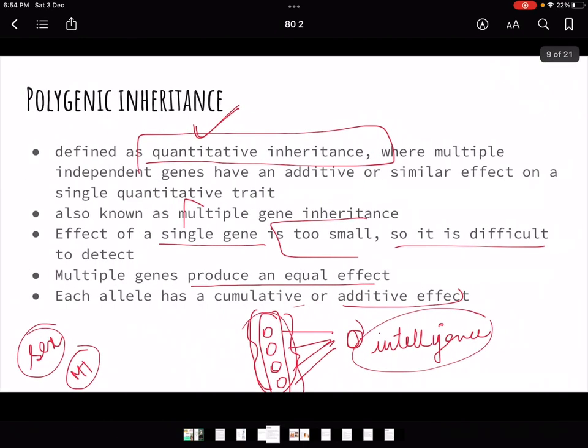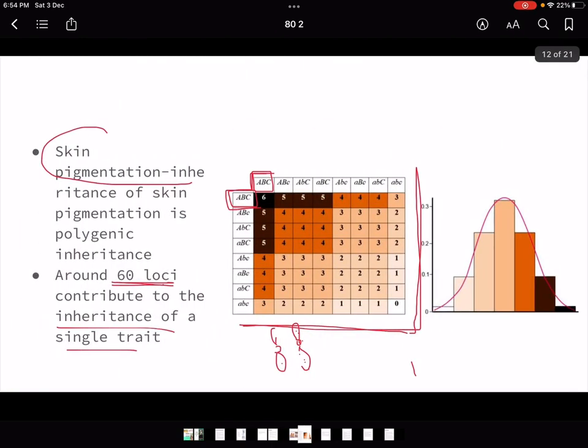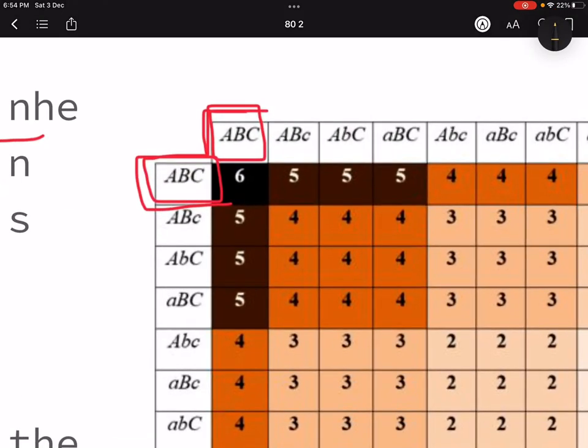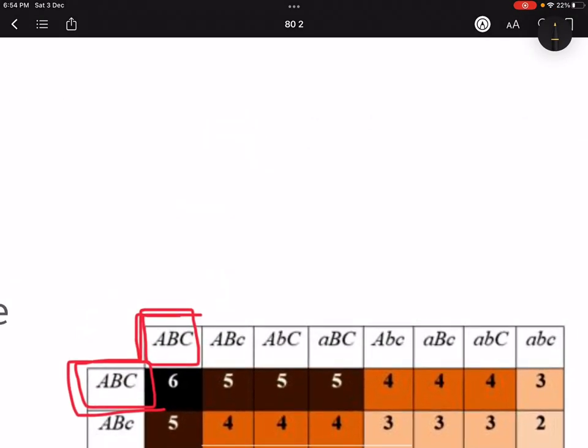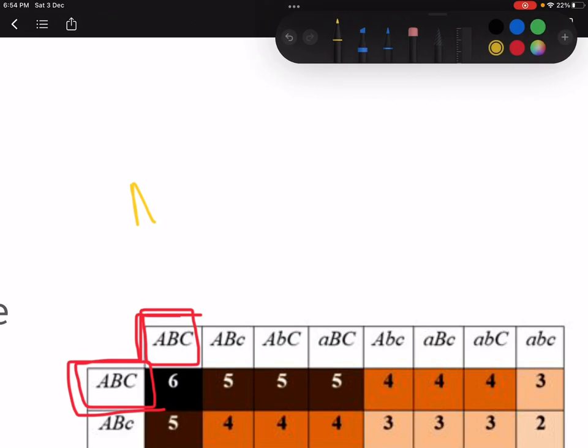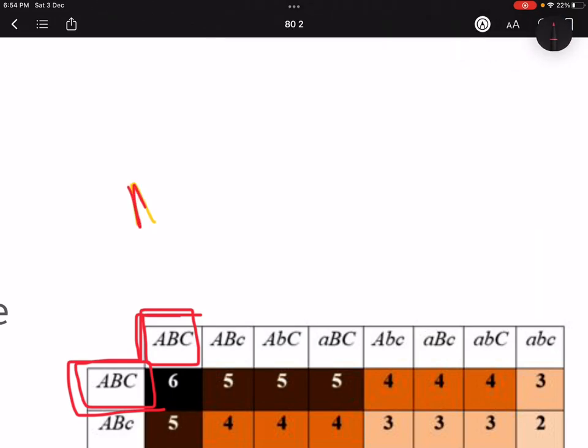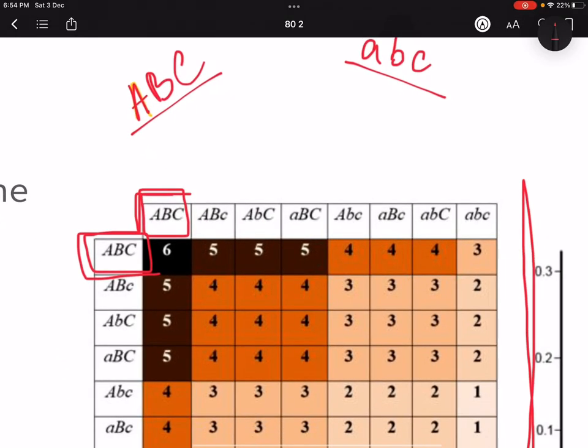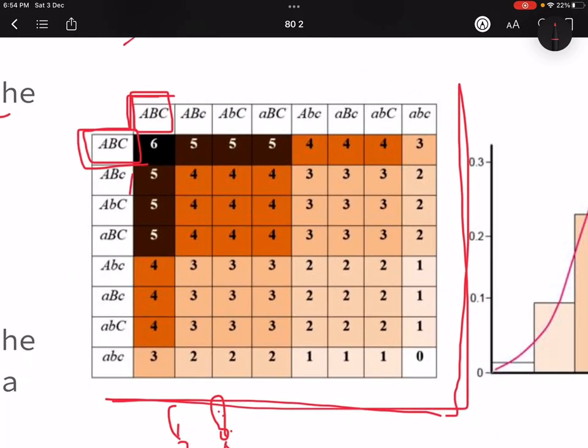Wait, where is that diagram? Yes. So we took that, let us suppose, ABC in the father and ABC, the similar traits, in the mother are causing a trait in the child. So how many combinations can this have? It can have 64 combinations, which are listed here.